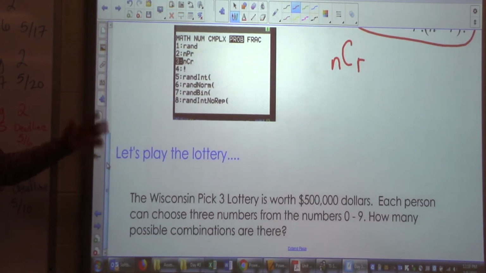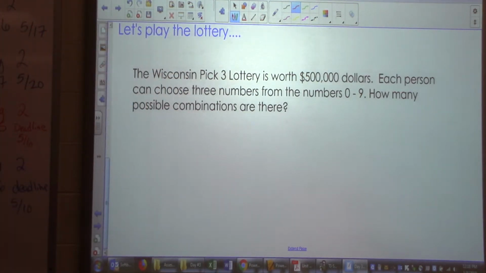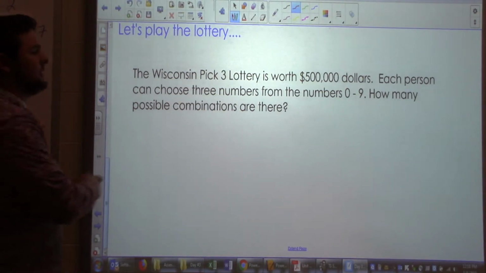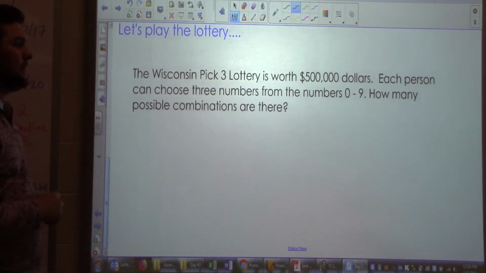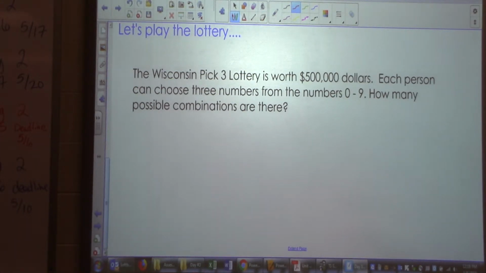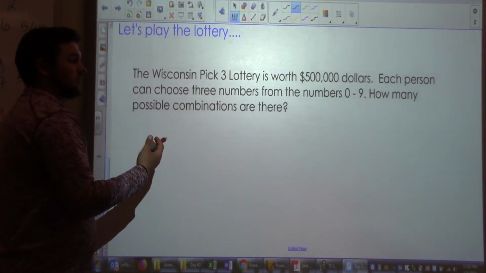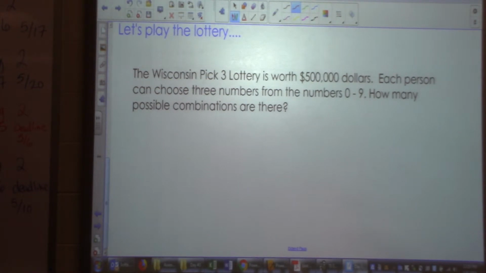All right, so let's play lottery. The Wisconsin Pick 3 lottery is worth $500,000. Each person can choose 3 numbers from the numbers 0 through 9. How many possible combinations are there? In this problem, order does not matter. It doesn't matter if you pick 0, 2, 4, or if you pick 2, 4, 0. You still pick the same 3 numbers. Doesn't matter which order you pick them, you're only picking 3 numbers. So how many possible combinations are there?